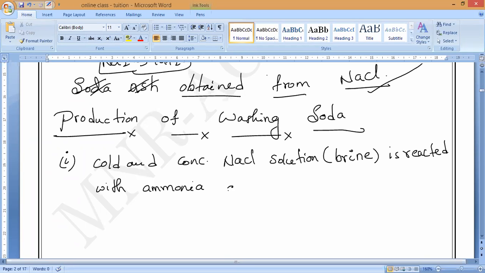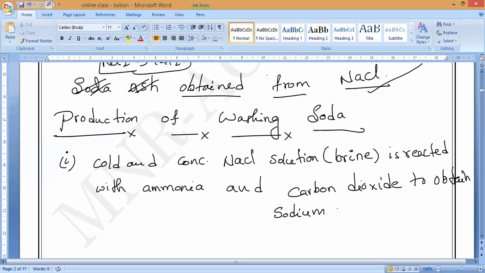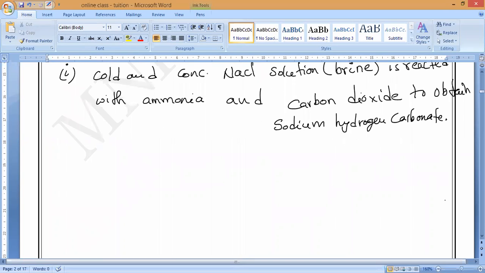Karthikeyan, are you there? Ammonia as well as carbon dioxide. Now let me see who will say the equation. Carbon dioxide. So they will produce what? To obtain first, sodium hydrogen carbonate. Do you understand, guys? Directly we are not getting sodium carbonate decahydrate. Sodium hydrogen carbonate we are getting in the first step. So what are the products? Can you say now?